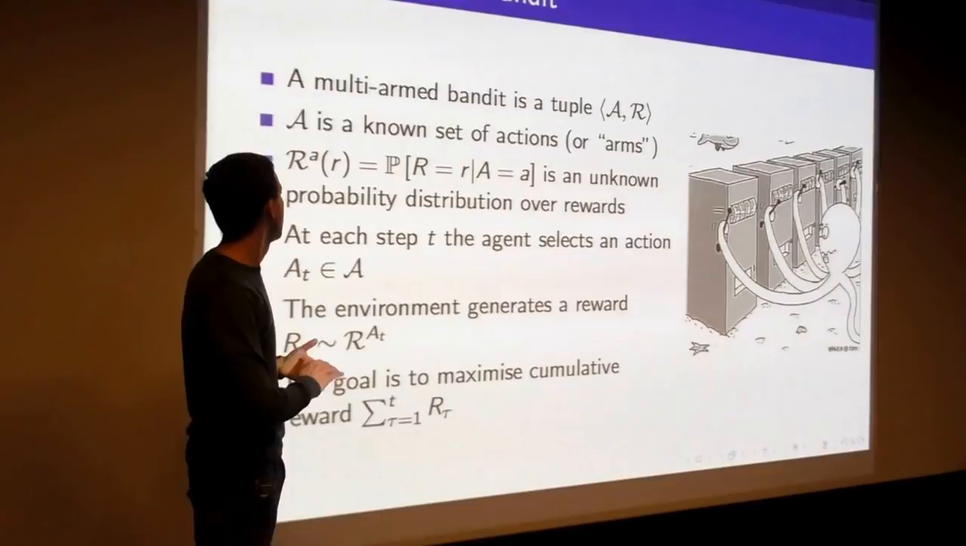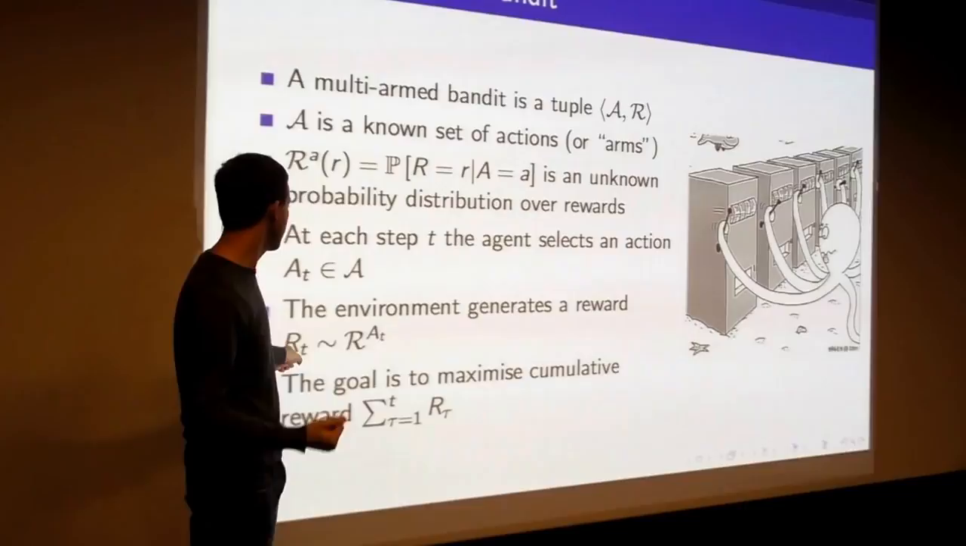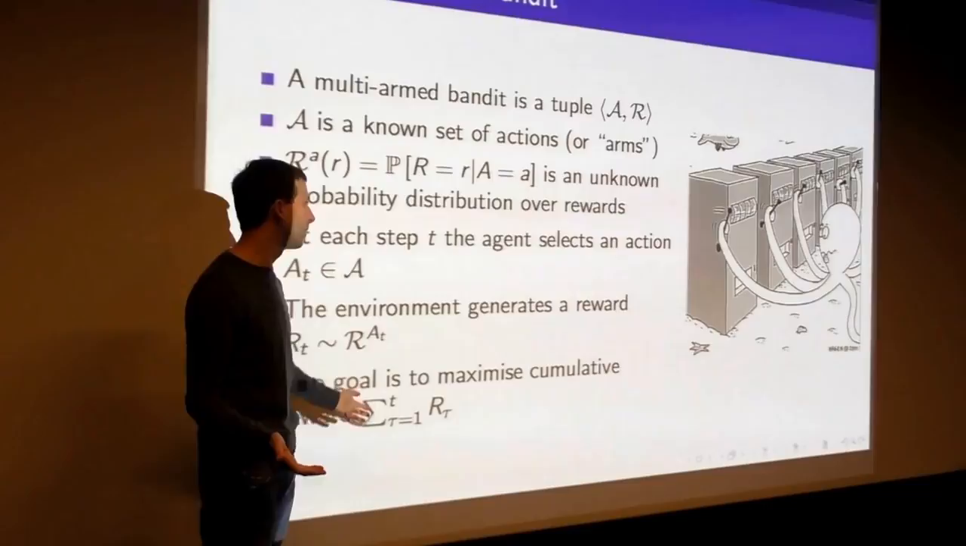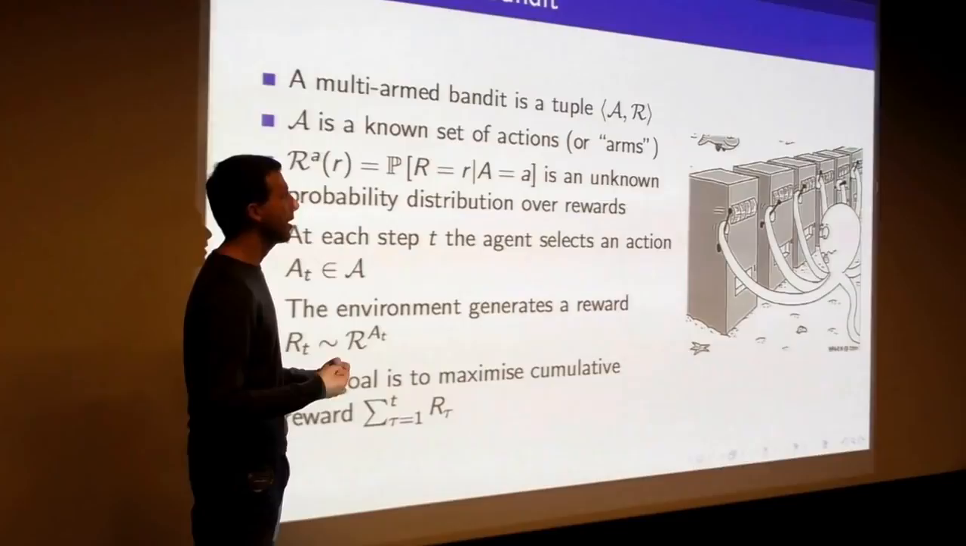At every step, we just get to select one action, we get to pull one arm, and the environment generates a reward from the distribution, so we just sample from that distribution according to the arm that we pick. The goal is to maximize the cumulative reward, so over time we just want to keep accumulating more and more reward. It's the simplest case. You can think of this as a one-step MDP, where there's one state and one step. You pick your action, you get a reward, and that's the end of the episode.